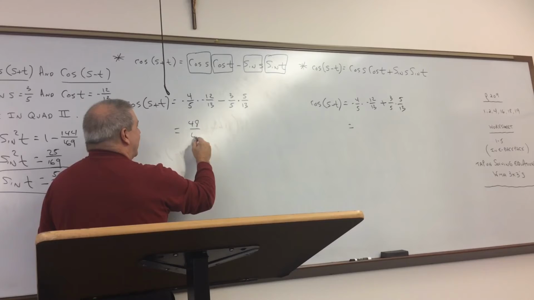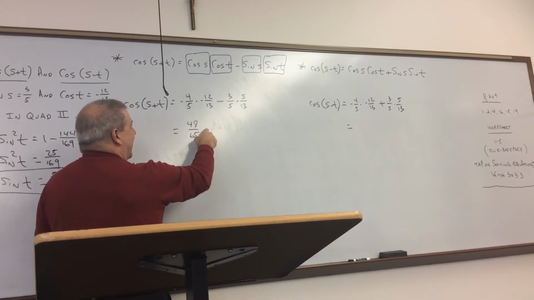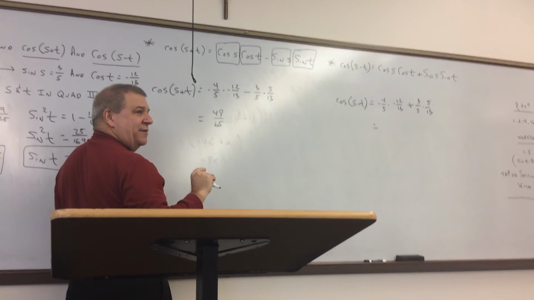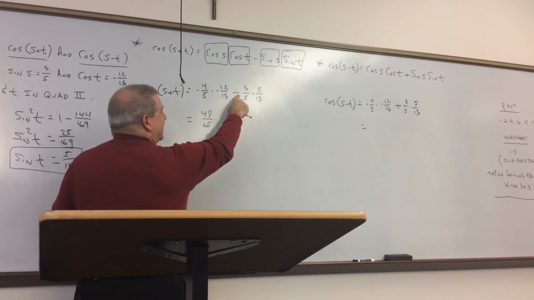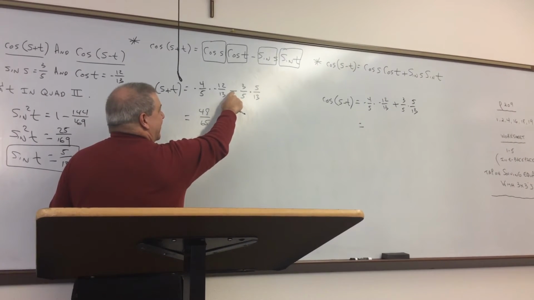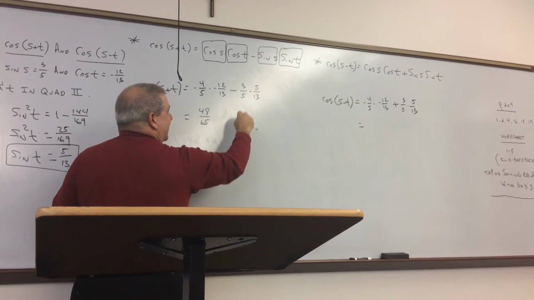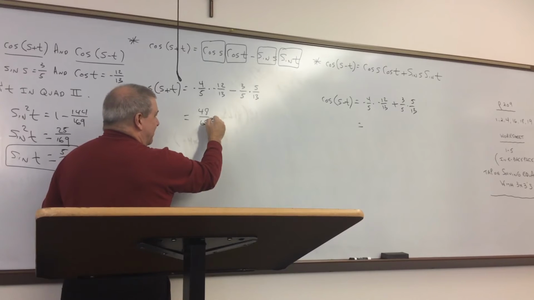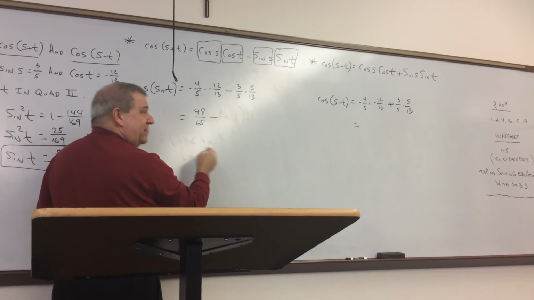Positive 48 over 65. Now, will the next part be plus or minus after that? So you gotta watch your signs here. Dave? It'll be plus. No, it'll be minus whatever this is, right? Negative times a positive makes negative. This will be minus, won't it? Oh, I thought it was negative.